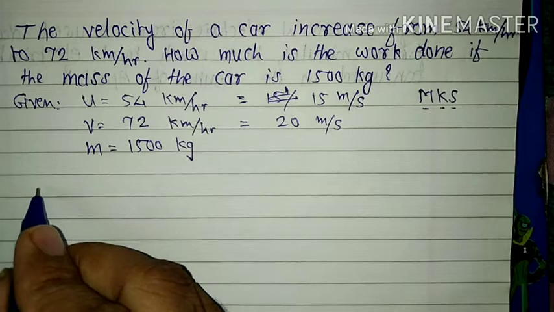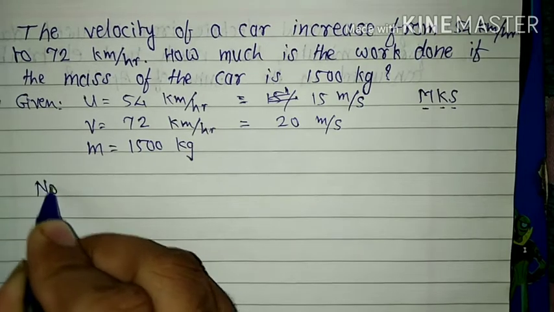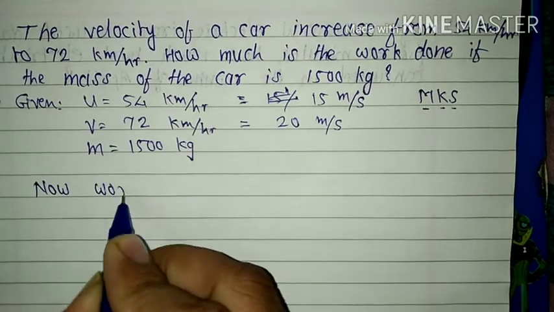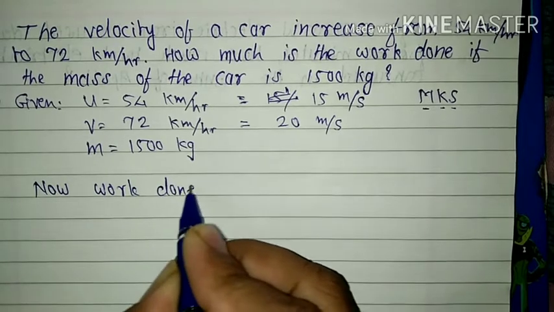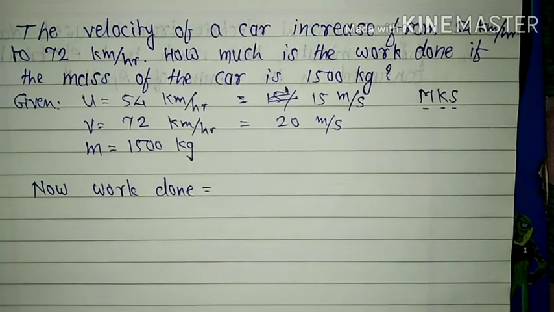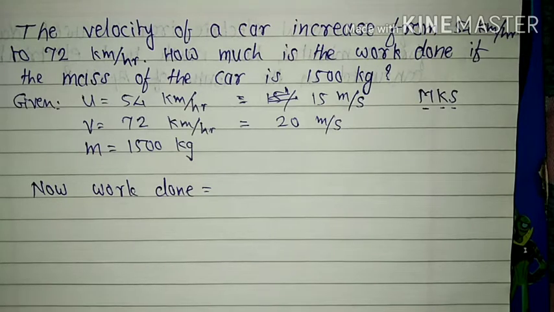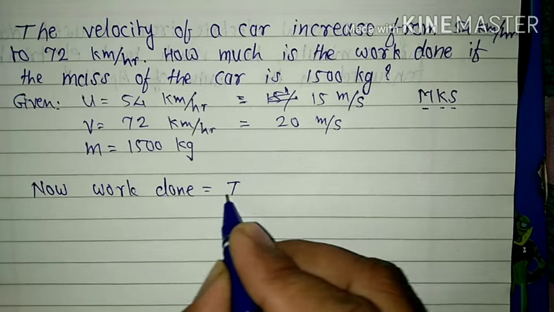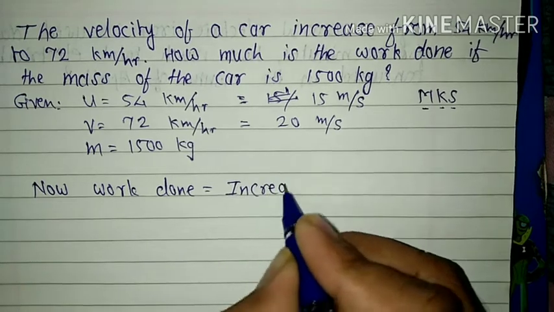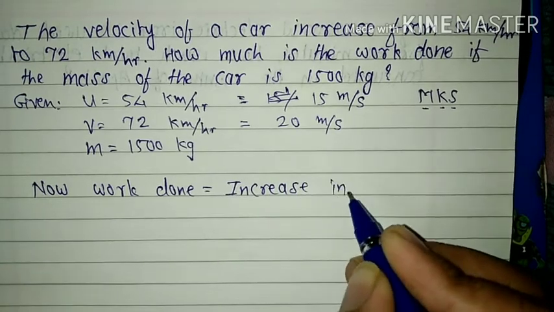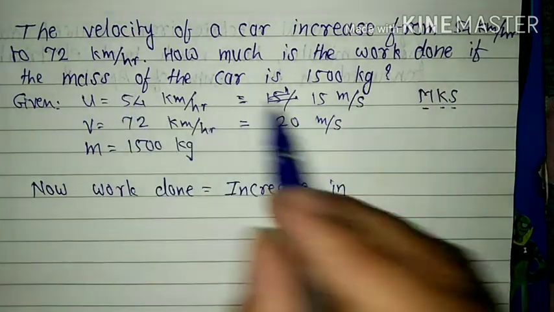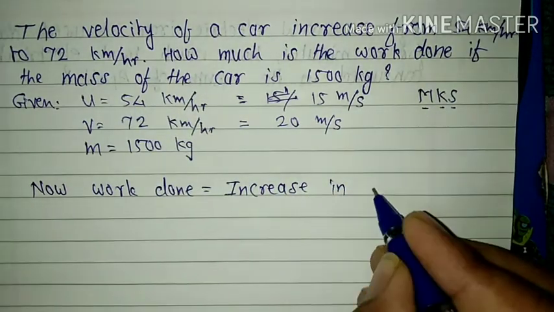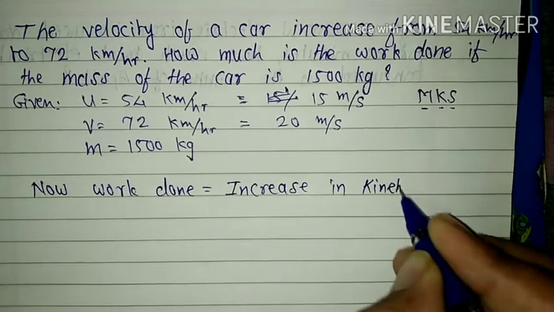Okay, now we have to find work done. Now work done, we know that work done is the transfer of energy, or you can say it is the change in the energy or increase in the energy. So work done is equal to increase in energy. Here it is kinetic energy because velocity is given, so increase in kinetic energy.